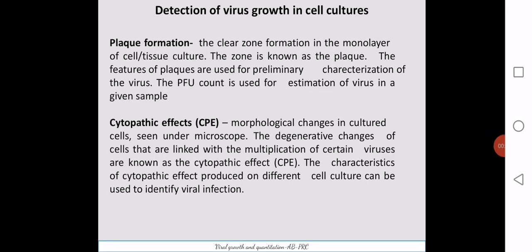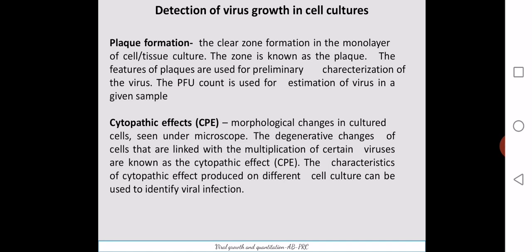Before moving into the third method of viral cultivation for animal viruses, we'll see a certain part of the second method, that means tissue culture: how do we detect the viral growth in a cell culture? Basically, there are two methods usually adopted. One is the plaque formation, as already detailed in the bacteriophage cultivation.